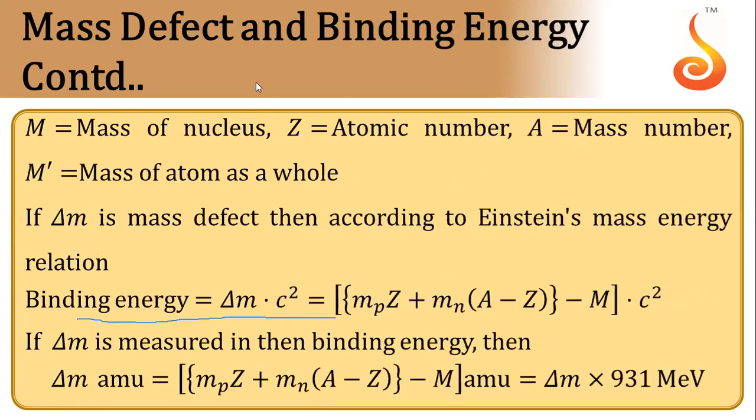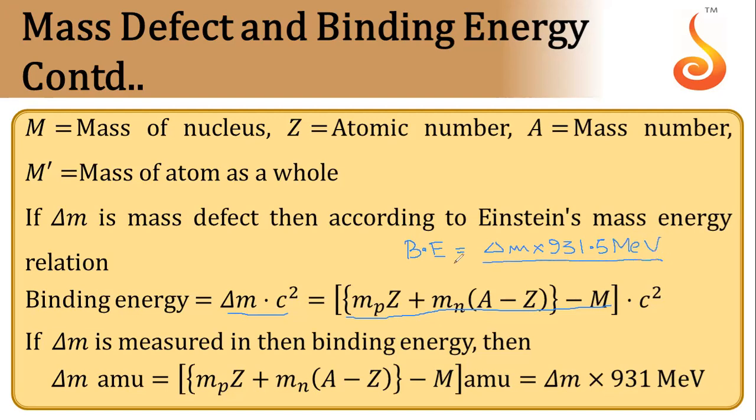Next is binding energy. Now binding energy is mass defect into c square. Mass defect we have already calculated. This was our formula of mass defect. Into c square will give you binding energy. But when the masses are given in atomic mass unit, in that case you just multiply with 931 or 931.5 mega electron volt. So binding energy is mass defect into 931.5 mega electron volt.